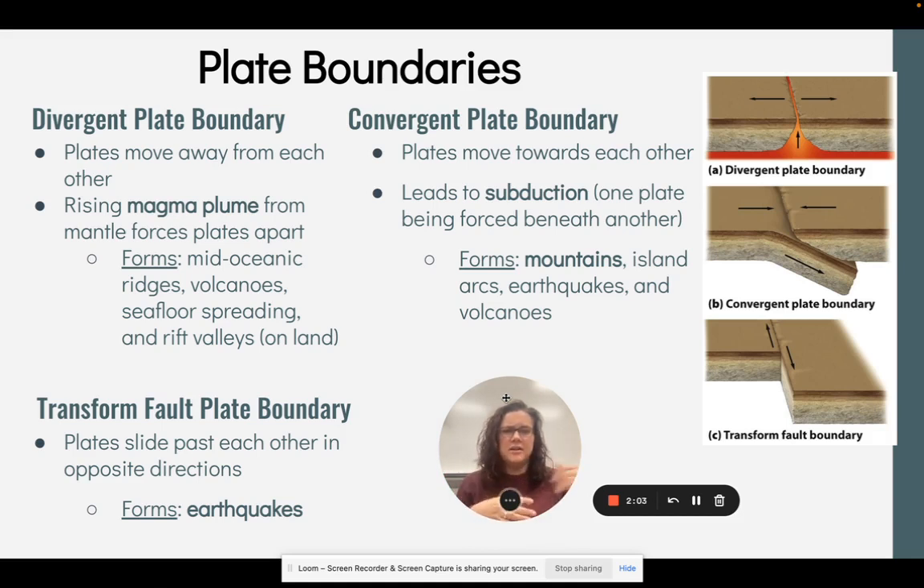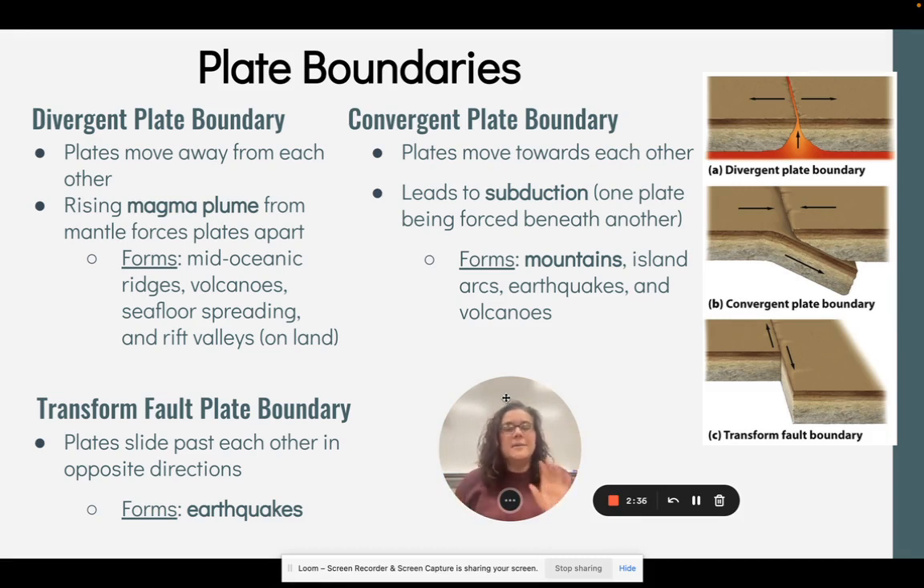We're going to get into these all in the next couple of slides, but when they're moving apart, oftentimes you've got a magma plume that will come up, and those are going to form a whole bunch of different features, from mid-oceanic ridges to volcanoes to rift valleys and seafloor spreading. If you want to look at a really cool image of a rift valley on land, we don't see a ton of those, but if you Google rift valley in Africa, there's a really neat one. And it literally looks like a massive snowboard half pipe for giants maybe, but you can actually see where that spreading is occurring.